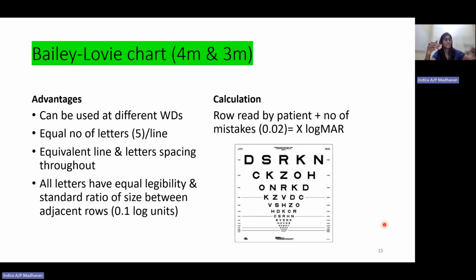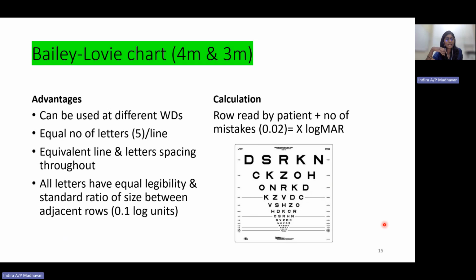This one is known to be the LogMAR chart. The advantage of this LogMAR chart is that it can be used at different working distances. Like the Snellen chart, you have to move the patient. If the patient is not able to read at 6 meter, then you move the patient by 1 meter at a time. But the Bailey-Lovie or LogMAR chart comes in a panel, and you can move the panel closer to the patient. So you can keep the patient where they are and move the chart.